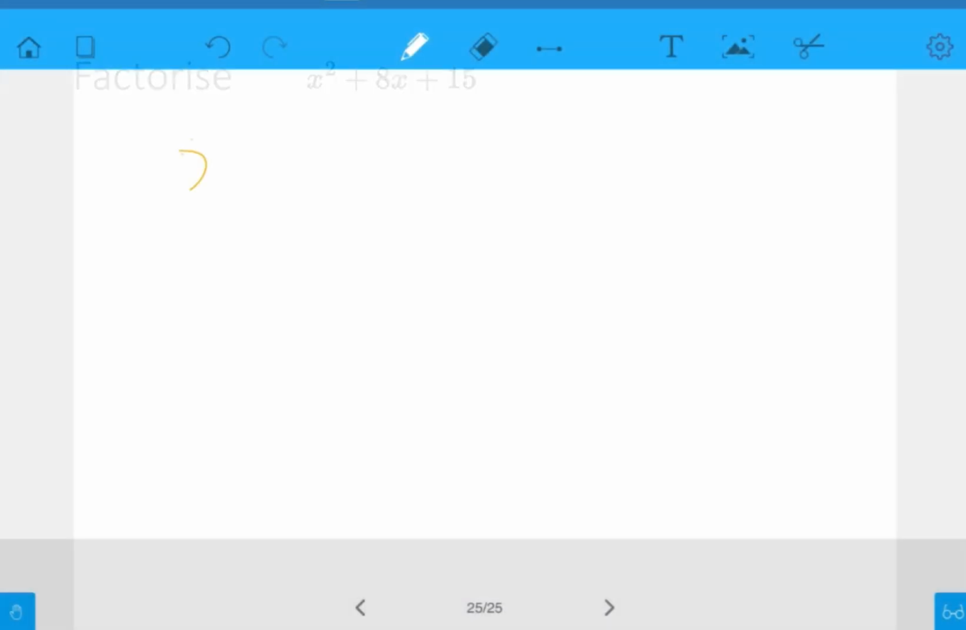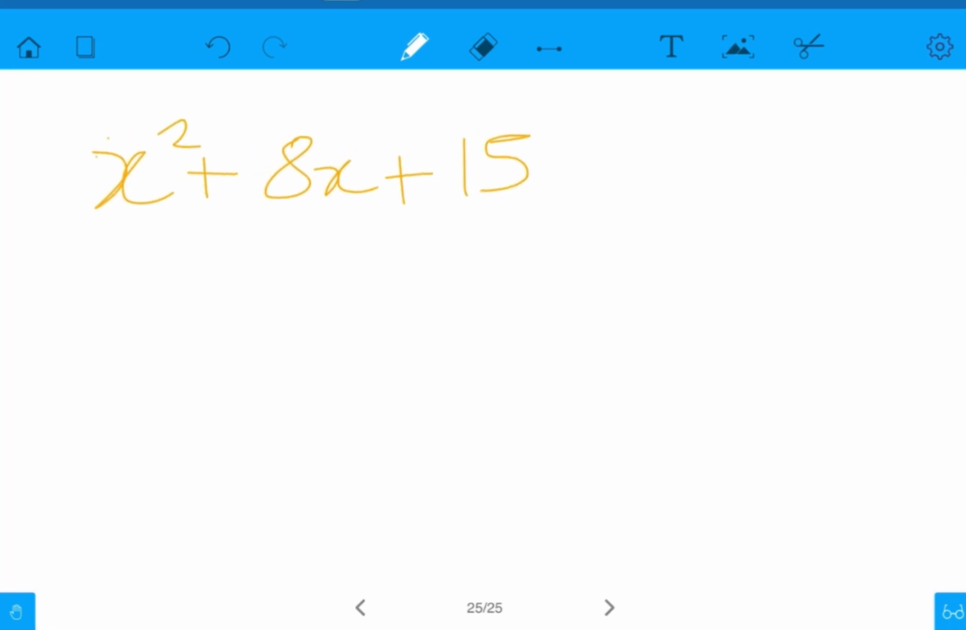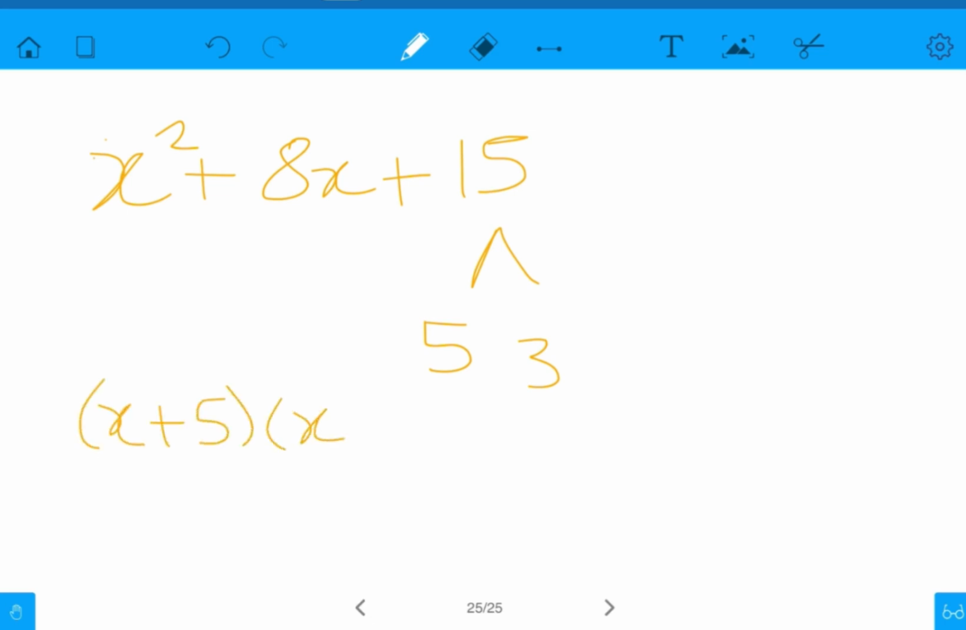To factorize, we need to work out two numbers which multiply to give 15 and also add to give 8. So 2 factors of 15 which also add to give 8 will be 5 and 3. So the numbers that go inside the bracket will be 5 and 3.